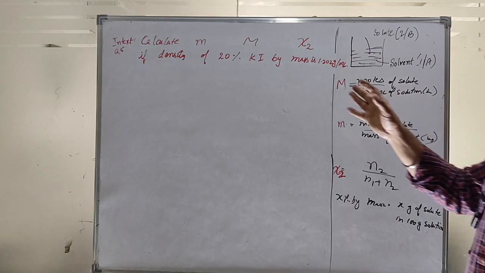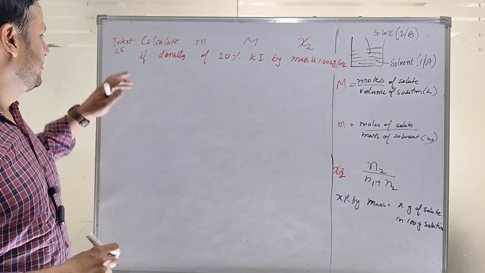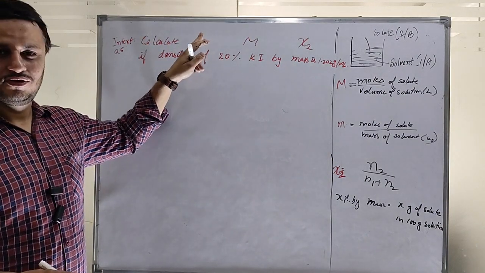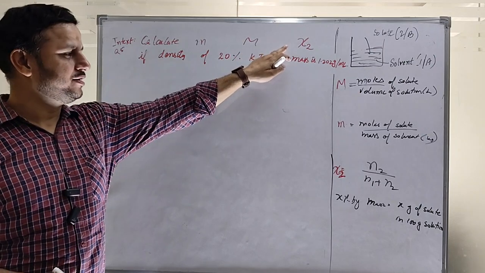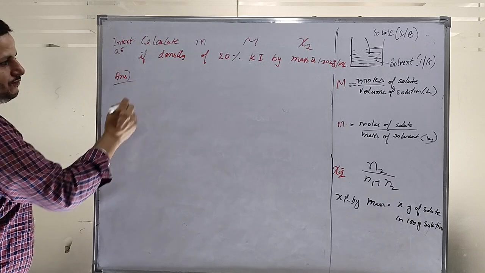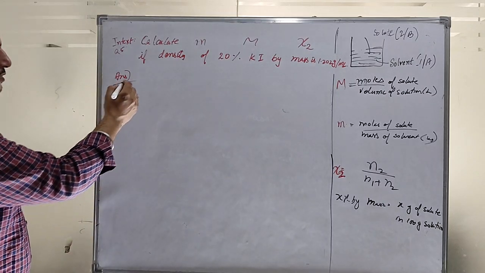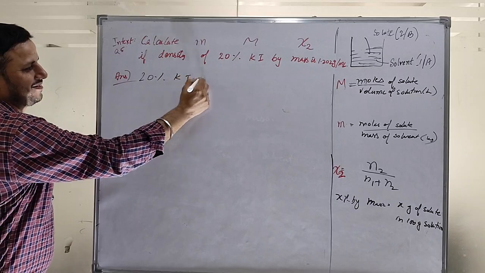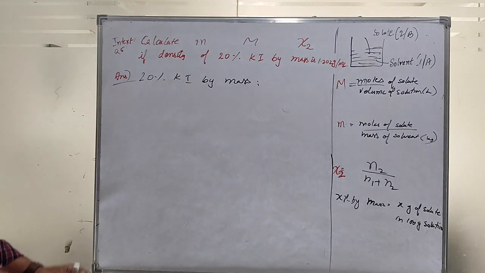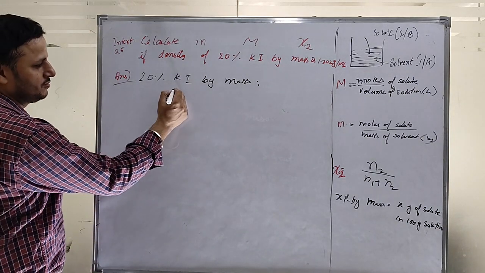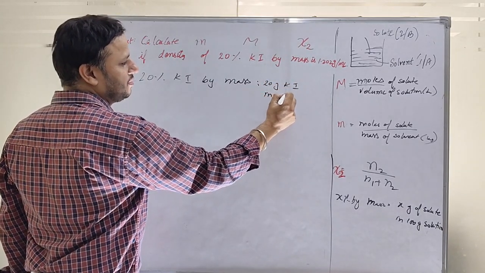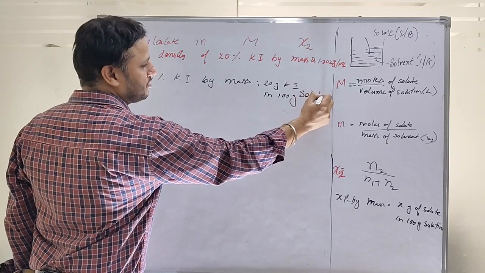Now this is the second in-text question of NCERT 5. Calculate molality, molarity, and mole fraction. And again, if density of 20% KI by mass is given, 20% KI by mass means 20 gram KI in 100 gram solution.